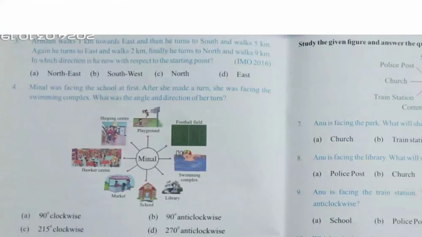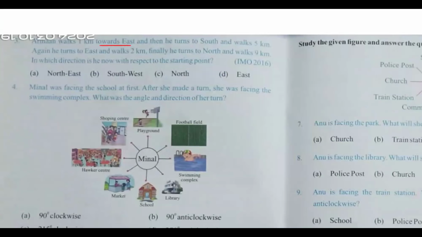Let's see question number 3 now. Question number 3 says, Arman walks 1 kilometer towards east and then he turns to south and walks 5 kilometers. Now this is the second type of question that we had done in the example also, right? Angle change is not given to us in this. They've just given us the directions and we have to make the arrangement out of these instructions that are given.